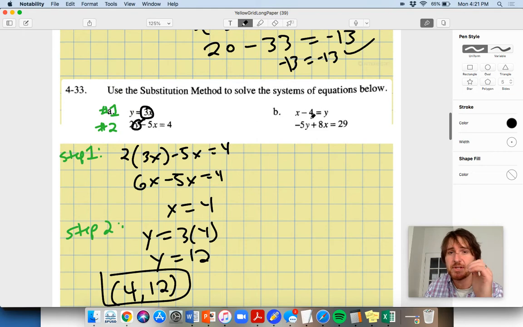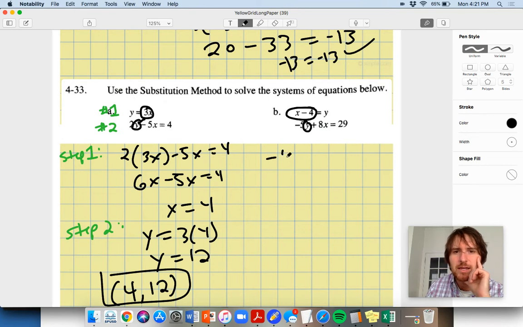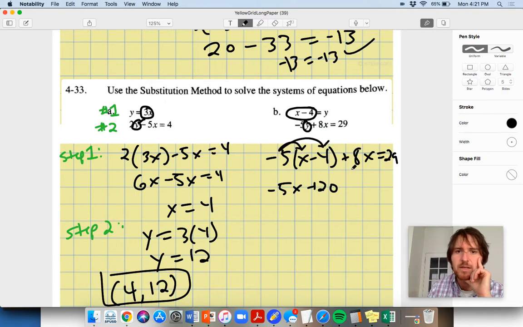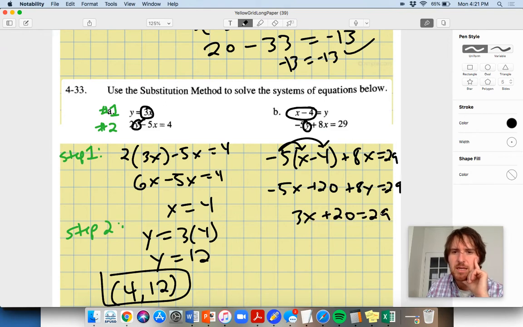We can do a couple others. Let's do it, okay? Substitute for y. We're going in for y right here, so these can be pretty quick. Step 1, I'll get negative 5 times x minus 4 plus 8x equaling 29. Negative 5x plus 20, because I'm distributing in right there and right there. And then I've got plus 8x equals 29. Here we go, combine like terms. I'm going to get 3x plus 20 equaling 29. Subtract 20 from both sides.